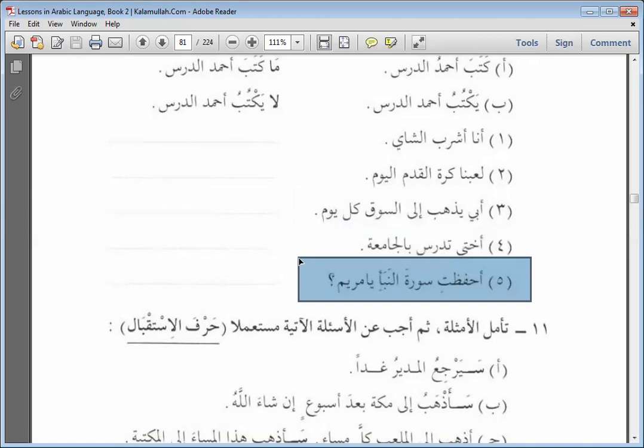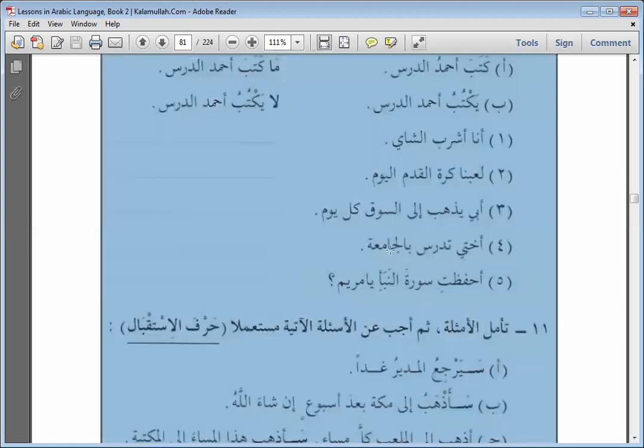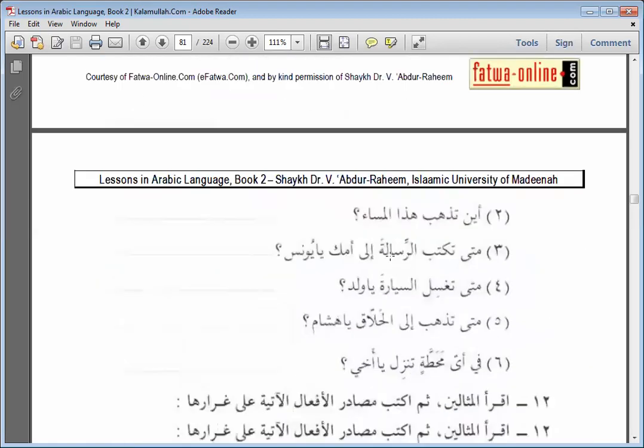أحفظت سورة النساء يا مريم. Question, right? We'll say أما حفظت سورة النساء يا مريم. Did you not memorize Surah An-Nisa, O Maryam? Right? Any questions concerning that?